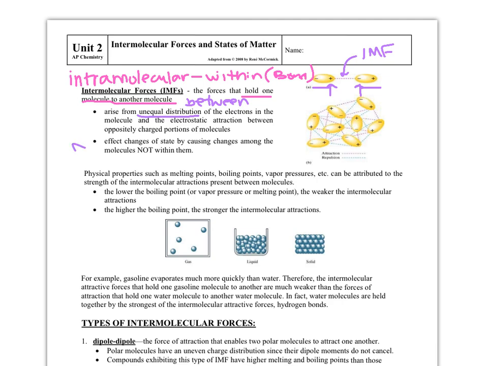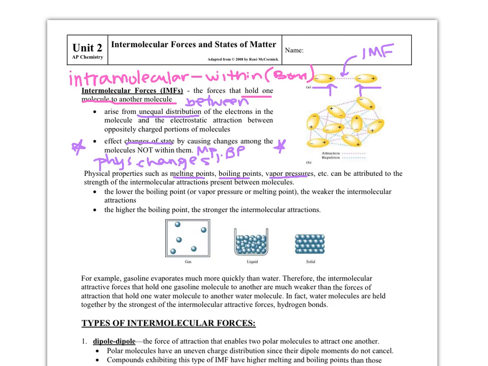So this is really what we're going to focus on, the properties that it affects, which is the changes of state. So your solid, liquid, or gas. So melting points, boiling points, all of those things are affected by causing changes among the molecules. So it keeps the molecules the same. So remember that it's a physical change because the molecules are staying exactly the same. So these are physical changes. All right, so physical properties such as melting points, boiling points, vapor pressures are all going to be attributed to the strength of the intermolecular attraction.